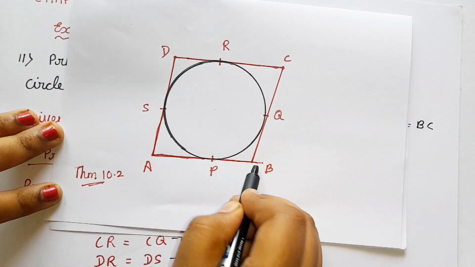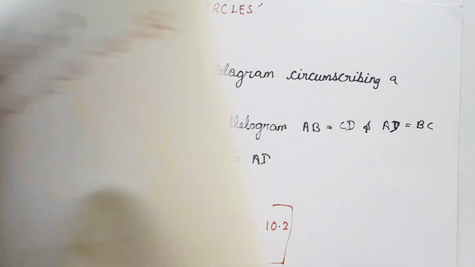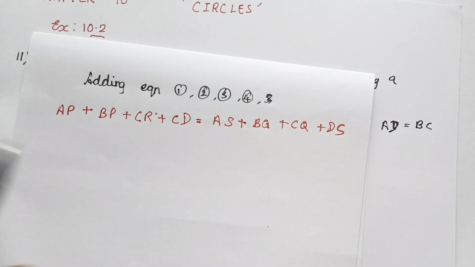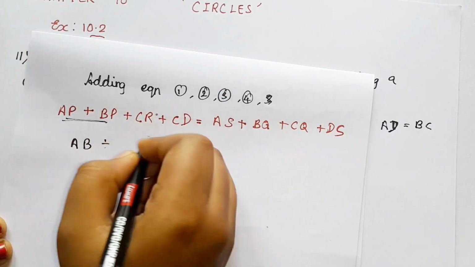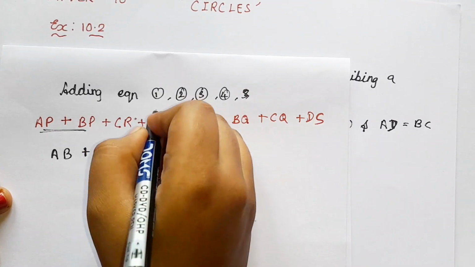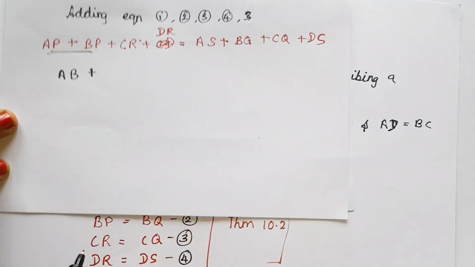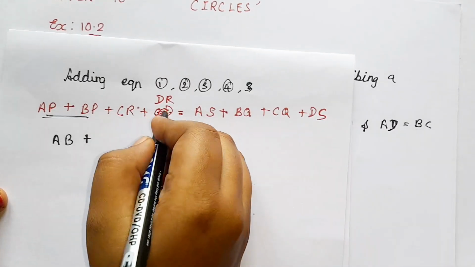And we have BP right over here. So AP plus BP is AB, isn't it? So here, I can actually write AP plus BP is AB, and then plus, instead of DR, I wrote CD here. Okay, this is actually DR. So here we are supposed to add everything, right? So here we have DR, so we are supposed to write DR here.